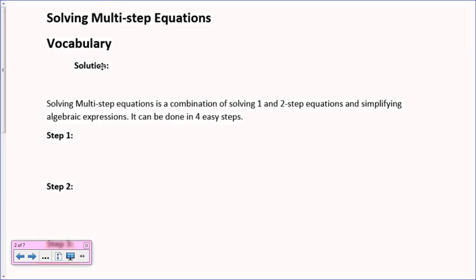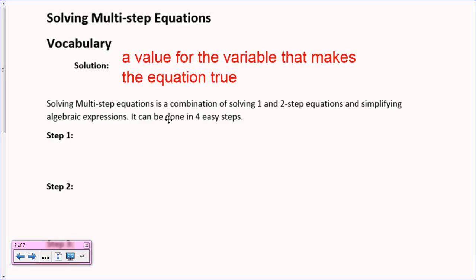So, really quick, I forgot to give you this vocab when we started equations, but that's okay. A solution is our new vocab word. A solution is a value for a variable that makes the equation true. So when we get x equals 2, that's the value for x that will make it a true statement, meaning that both sides are indeed equal. Okay, so that's our vocab.